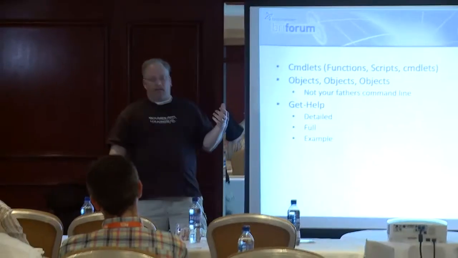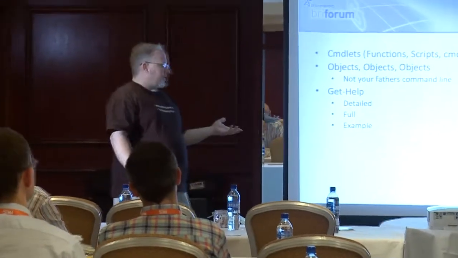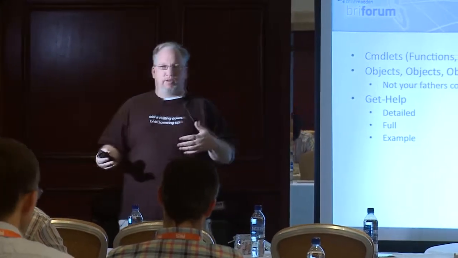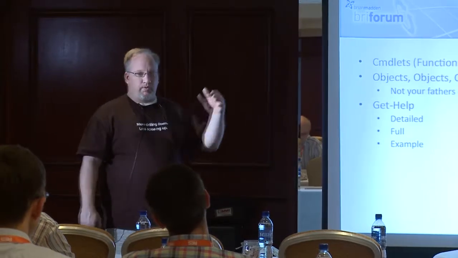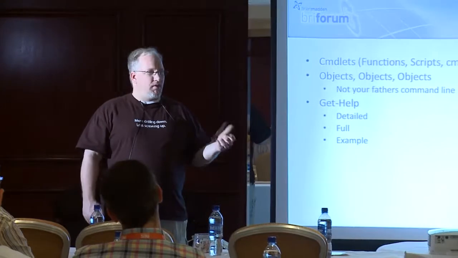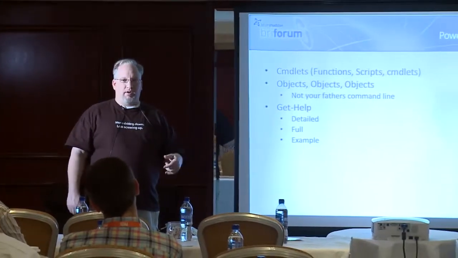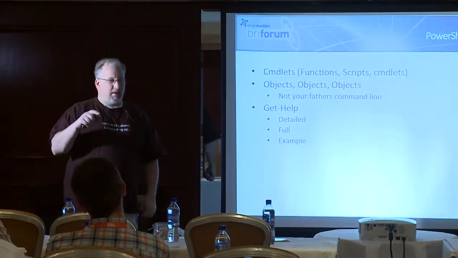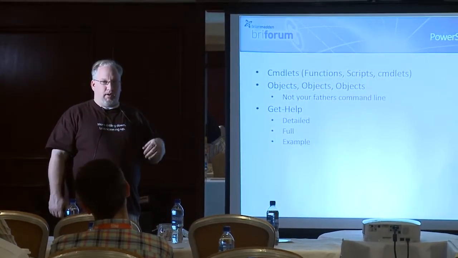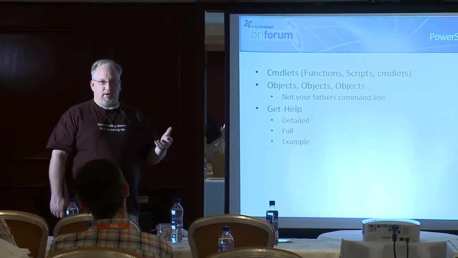There's a commandlet called Get-Help with parameters of -Detailed, -Full, and -Example. Detailed will give you slightly more than the default output. Full will give you everything that PowerShell knows about the commandlet you're asking for help on. And Example will provide just examples. So if you're using a commandlet and wonder how you could use it, you could just say Get-Help, the name of the commandlet, -Example, and it will give you back examples, hopefully well written.